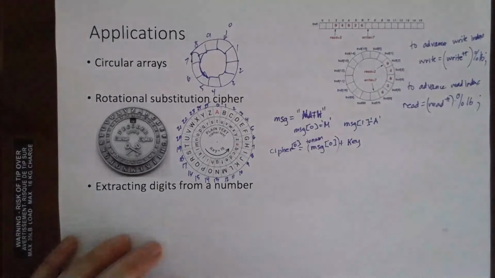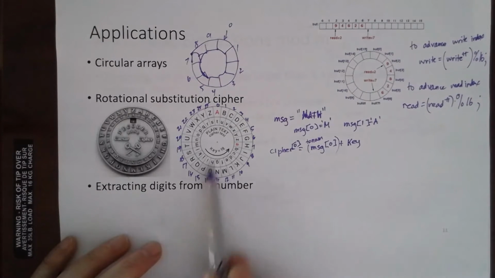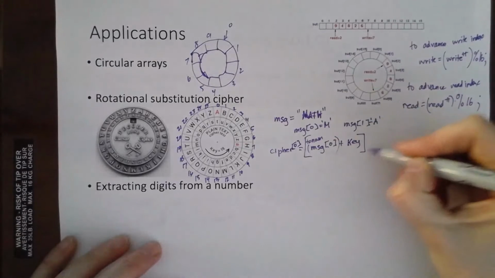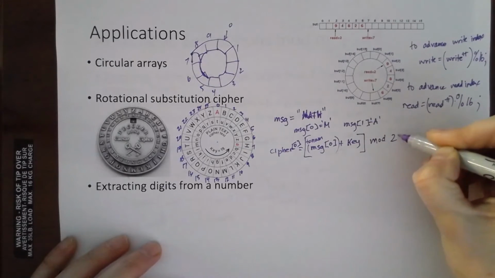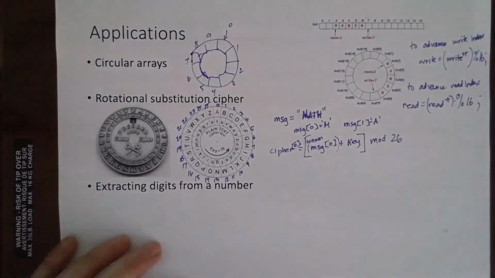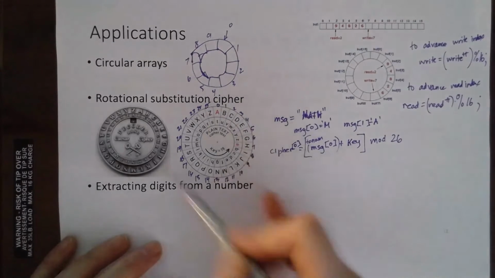Okay, so get the number for message 0. That's 12. Now if I add 19 to it, 12 plus 19 is 31. But there isn't a character 31. This whole thing is circular, so if I do it mod 26, because there are 26 letters in the alphabet, that will make sure I go back and I'm only going to get a letter from the alphabet.